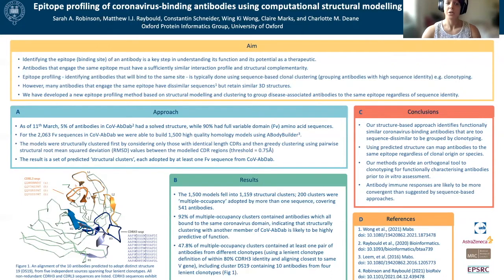In conclusion, our structure-based approach identifies functionally similar coronavirus-binding antibodies that are too sequence dissimilar to be grouped by clonotyping. And by using the predicted structures of these antibodies, we can map them to the same epitope, regardless of the clonal origin or species that the antibody comes from. We think our methods provide an orthogonal tool to clonotyping to be able to functionally characterize the antibodies prior to doing in vitro assessment. We also think this shows that antibody immune responses might be more convergent than are suggested by the sequence-based approaches, as we do see these shared structures being adopted by multiple sequences.